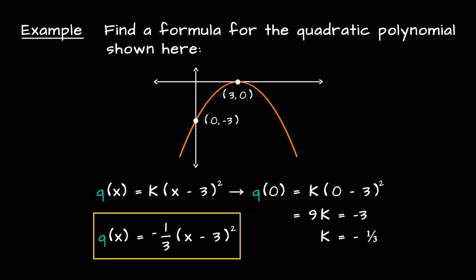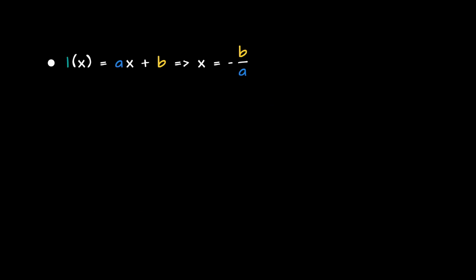Therefore, the formula we're after will be the formula q of x equals -1/3 times (x minus 3) squared. And it's fine to go ahead and leave our answer in that form. Now, how do we actually find roots or zeros of arbitrary polynomials?